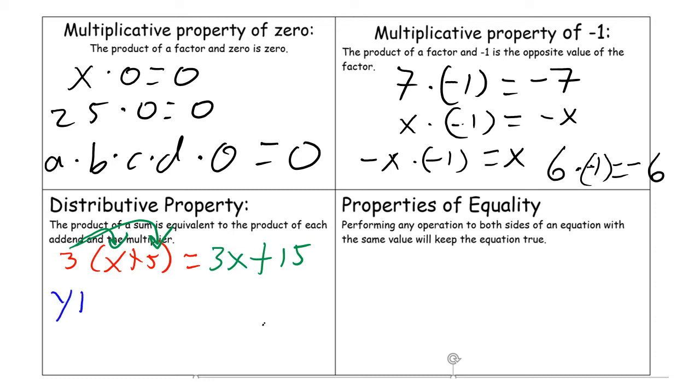Sometimes you will be distributing from the back. Let's say we had y plus 8 times 2, and the 2 was behind the parentheses or after the parentheses. I'm still going to draw my arrows. Arrows remind me to multiply. 2 times y is 2y, and 2 times positive 8 is positive 16. And now the parentheses are gone. That's what I want. I want to get rid of those parentheses.